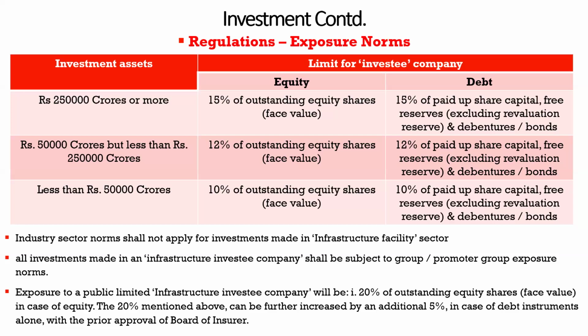Industry sector norms shall not be applied for investment made in the infrastructure facility sector. This is an important point. All investment made in infrastructure investing company shall be subject to promoter group exposure norms. Exposure to a public limited infrastructure investing company will be 20% of outstanding equity share in case of equity. The 20% mentioned above can be further increased by an additional 5%, which will be 25% in case of debt instrument.